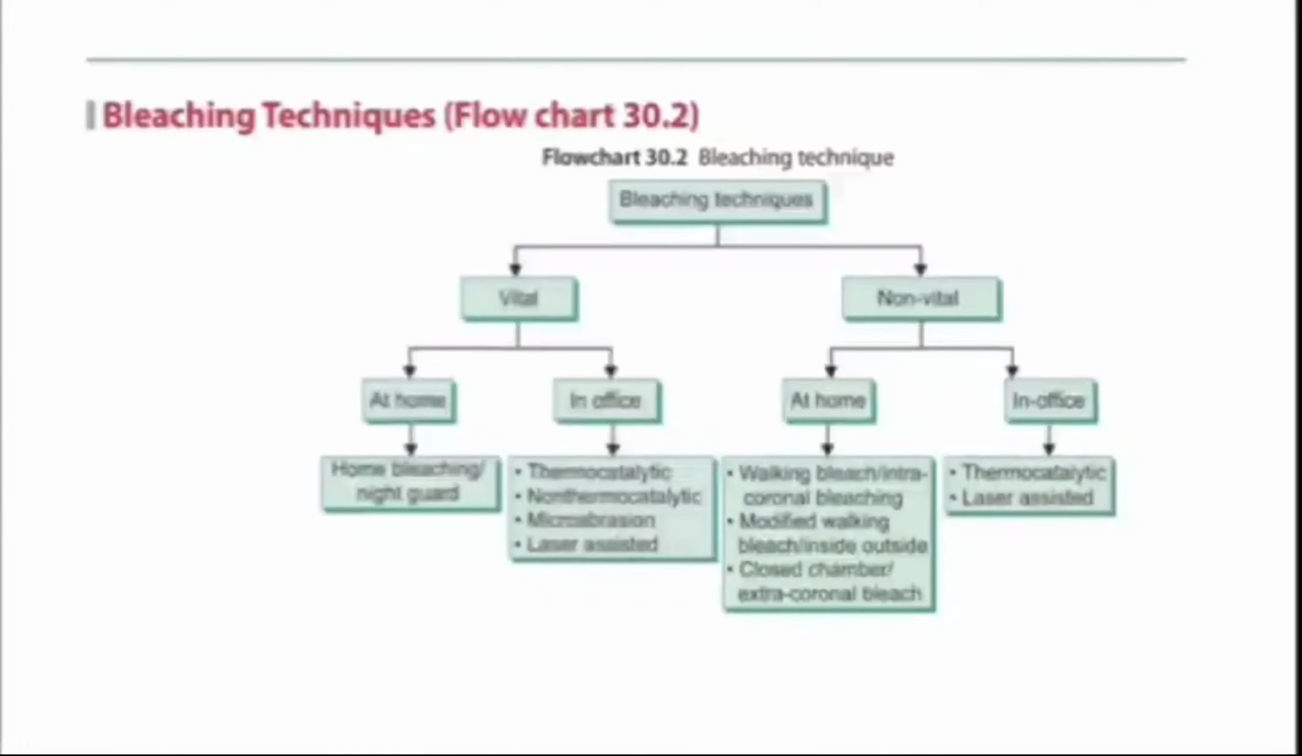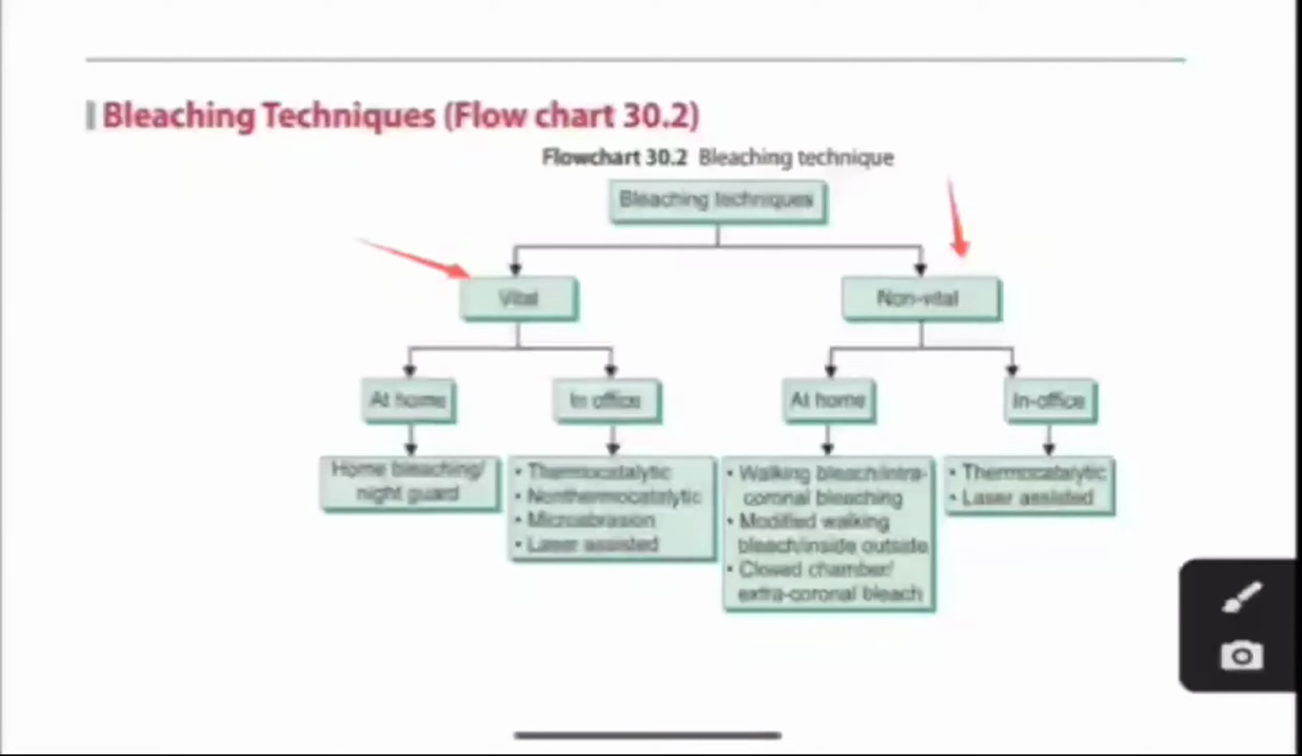Next one is bleaching technique. So the bleaching technique can be of two types, that is vital and also non-vital. Vital consists of at home and office, and also non-vital at home and office. In case of vital at home, home bleaching or night guard technique is used, and in case of in office, it is thermocatalytic, non-thermocatalytic, microabrasion and also laser assisted.